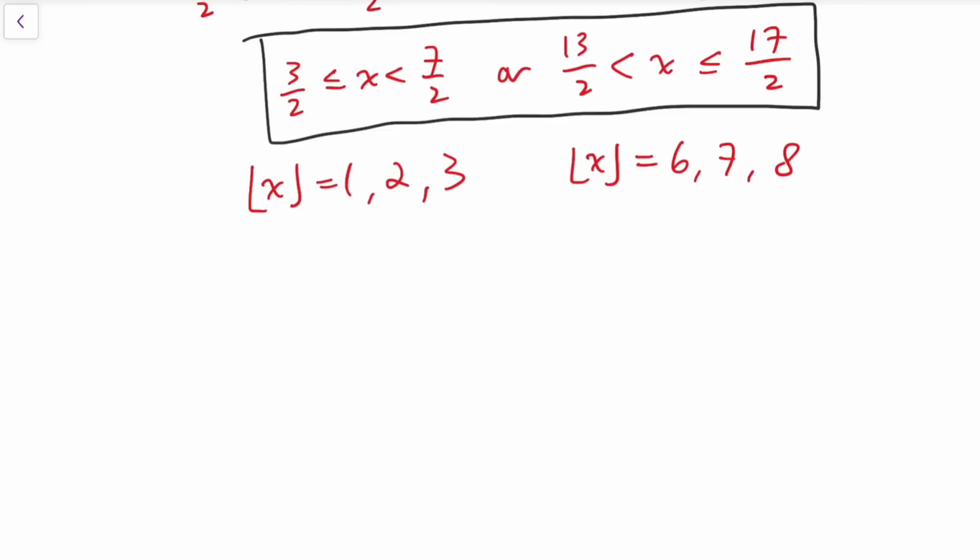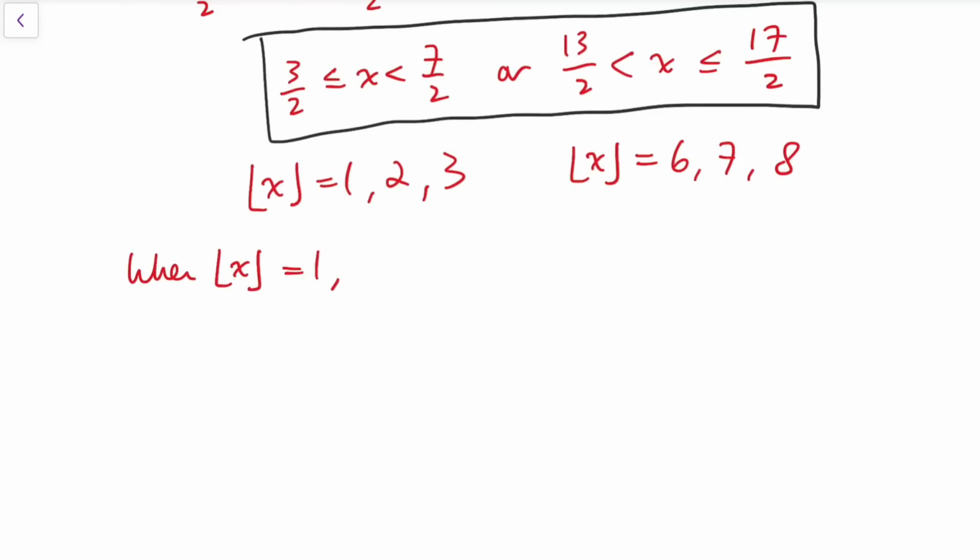And with this, we can put these values one by one into our given equation and see what x would equal for each case. When the floor function equals 1, we have 4x squared minus 40 times 1 plus 51 equals 0. But clearly there's no solution because 4x squared plus 11 is always positive.